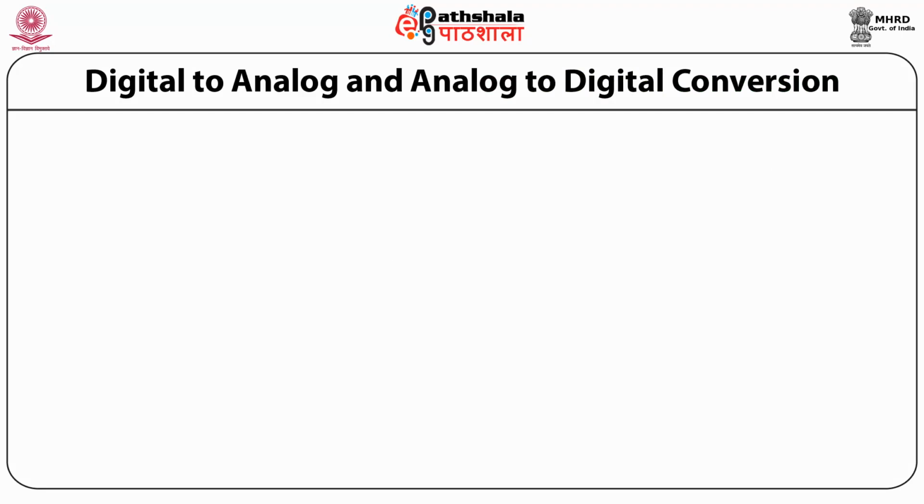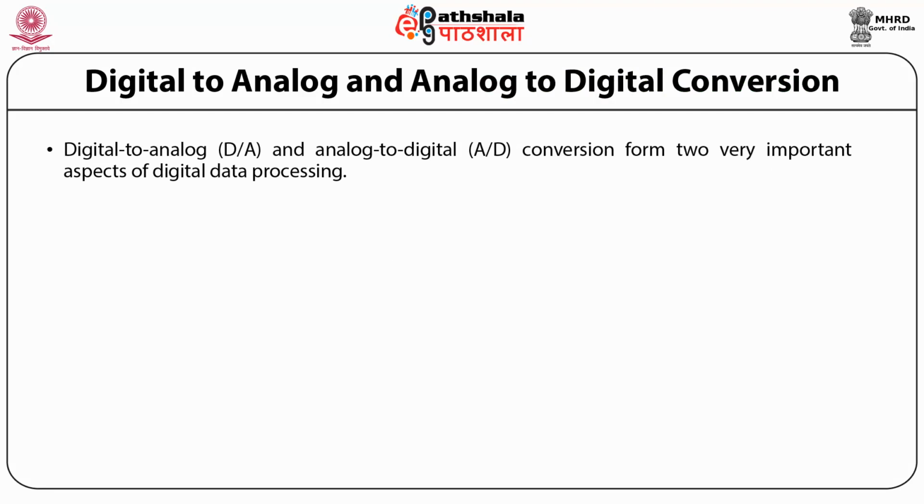Digital to analog conversion and analog to digital conversion. Digital to analog, which is also known as D2A, and analog to digital, also known as A to D conversion, form two very important aspects of digital data processing.